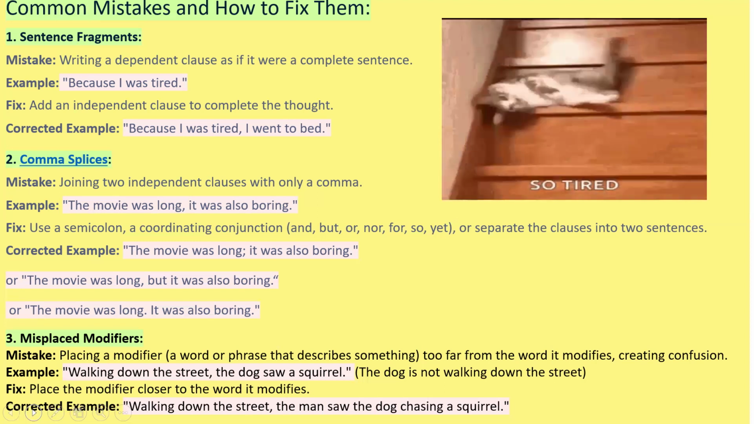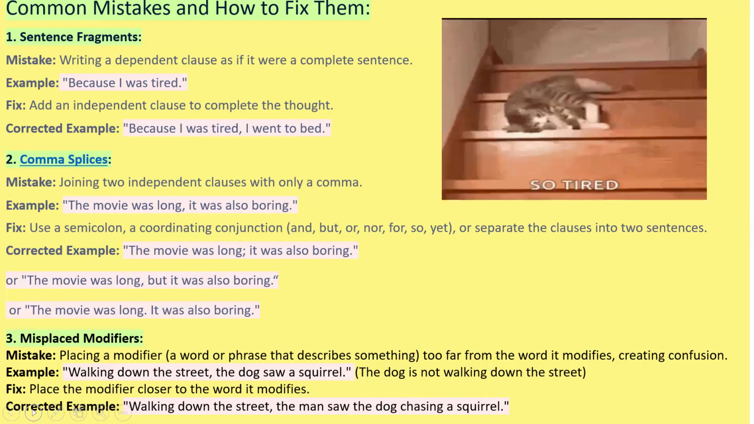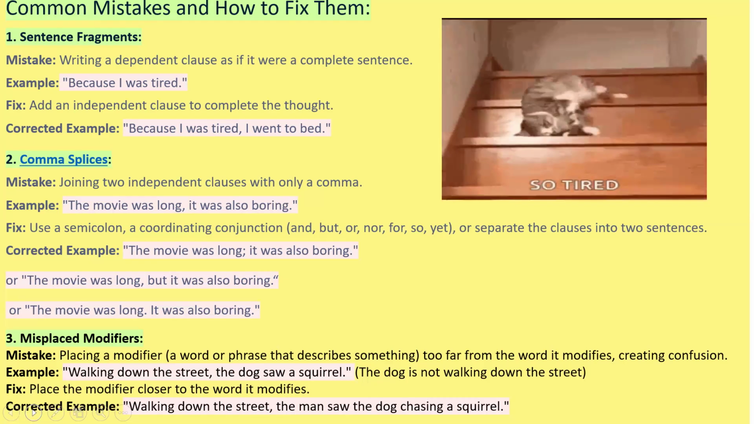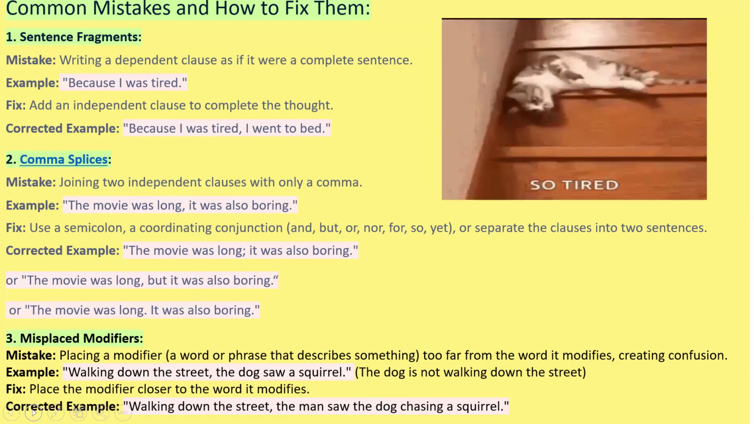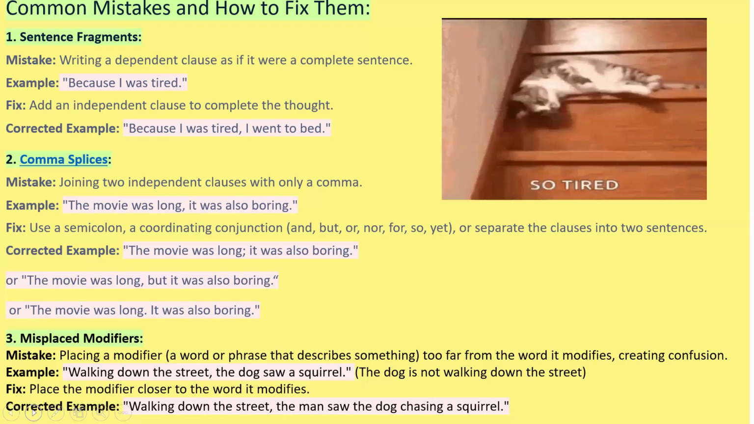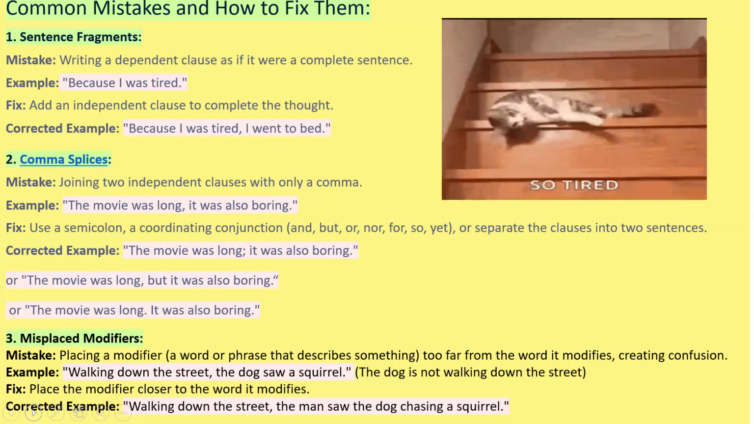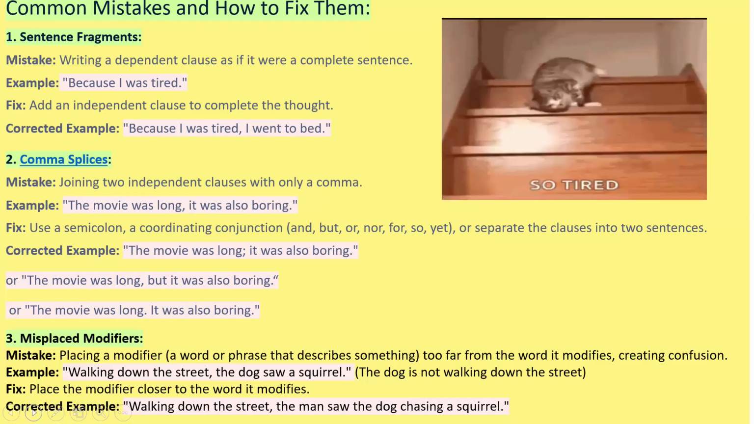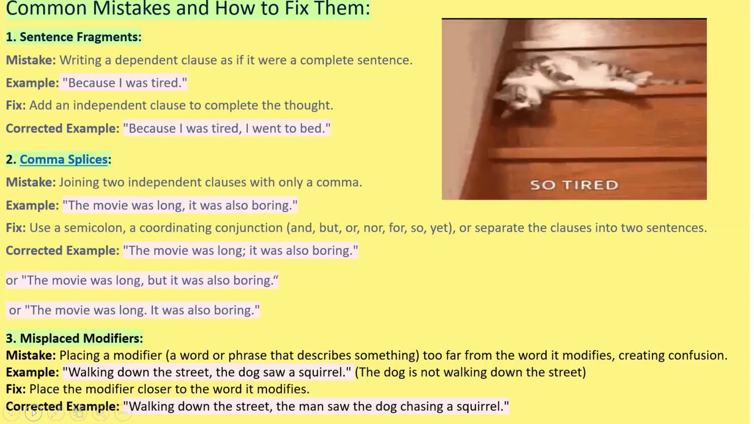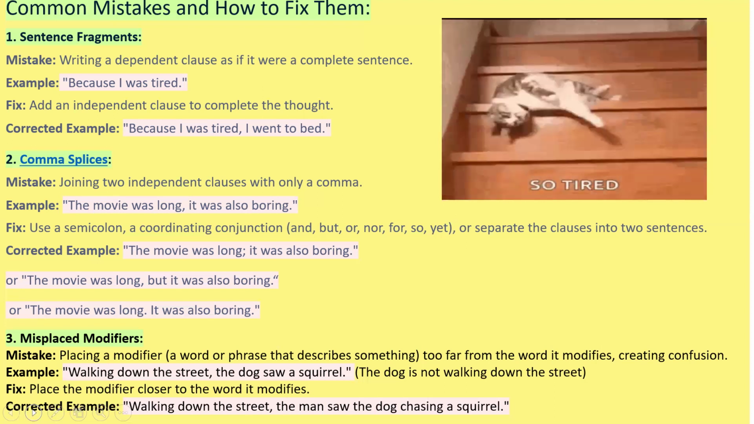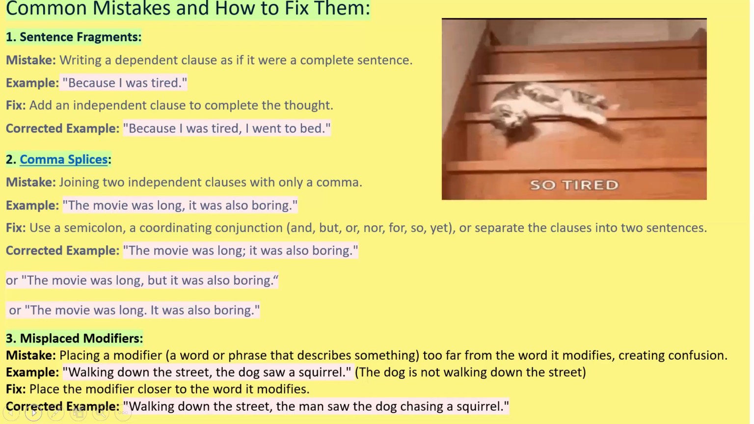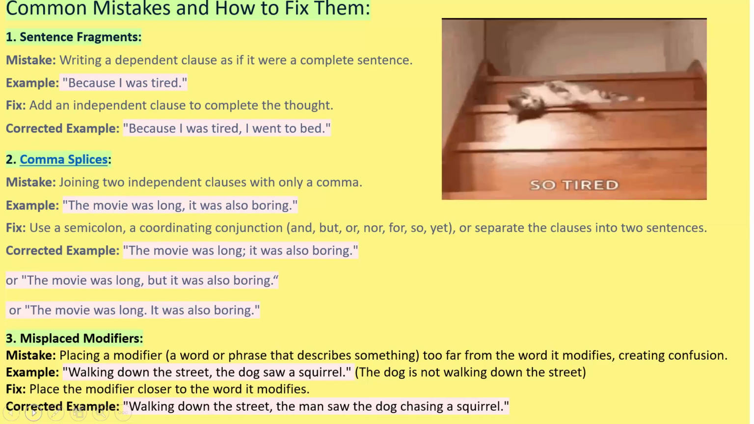This is the way we will frame the sentences. The wrong example is given: the movie was long, comma, it was also boring. This sentence is wrong. We will correct these sentences, and three corrections are given. The movie was long, semicolon, it was also boring. The movie was long, comma, but it was also boring, with the help of a coordinative conjunction. The movie was long, full stop. It was also boring. So these are the mistakes we have to avoid.